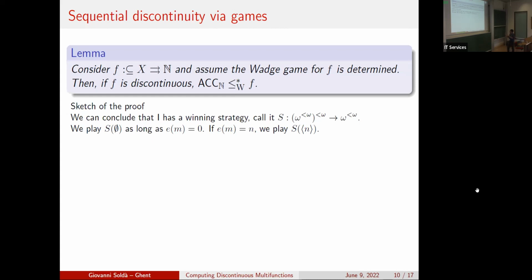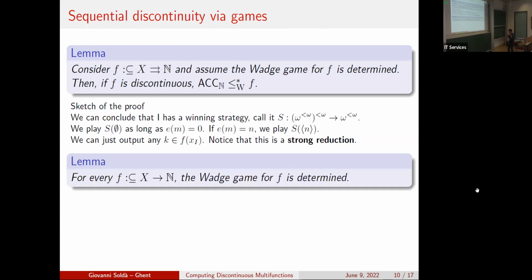And as soon as the enumeration enumerates n, then we act as if player 2 was playing the natural number n. And then we're essentially done. By the assumption that we know that any k in f of x1 will not be n, we actually proved a strong reduction between ACCN and the function f.